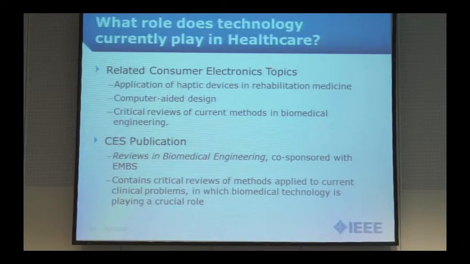Okay, so what role does technology currently play in healthcare? Some related consumer electronics topics that I tried to look up in some of your publications and your conferences are the application of haptic devices in rehabilitation medicine, computer-aided design, and critical reviews of current methods in biomedical engineering. These are just a few. So from what I could see, I spent a little time working on this, that this group, the group you have, is actually doing a lot of things related to medicine, technology in medicine.